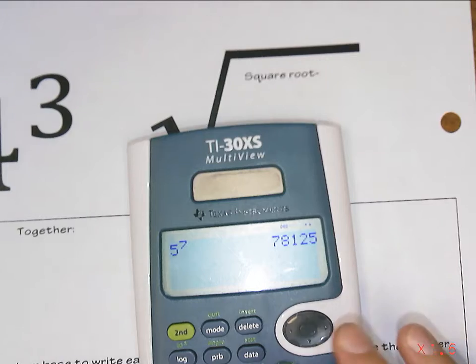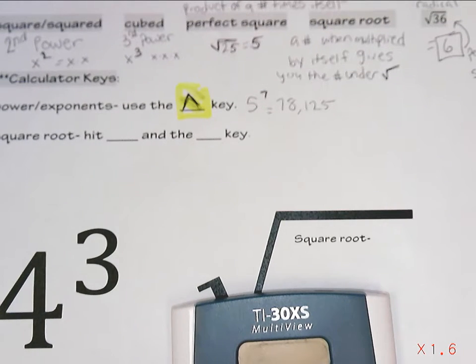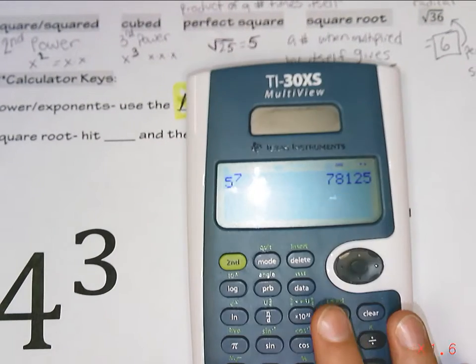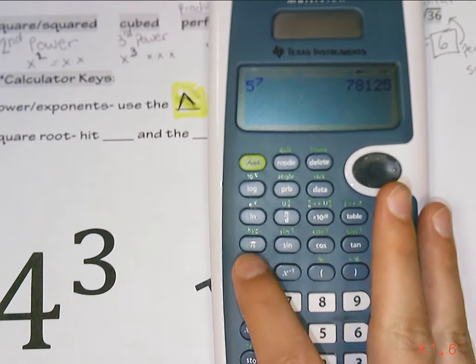78,125. Oh, you can't even see it. Okay, but it's pretty cool that that key can do that. Right here.